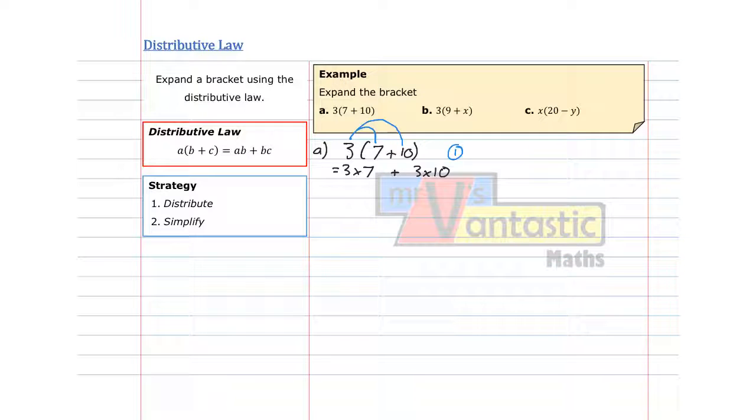Now obviously we can simplify this, so we will simplify this. 3 times 7 is 21, and 3 times 10 is 30, quite obviously. And then 21 plus 30 is 51.